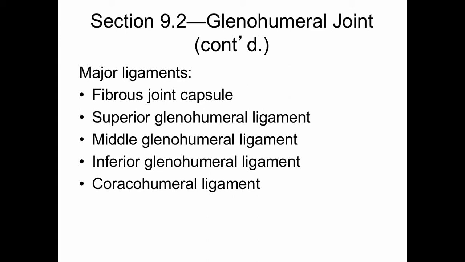The fibrous joint capsule of the glenohumeral joint is extremely lax and permits a great deal of motion. The coracoacromial ligament is involved with the glenohumeral joint. The glenohumeral joint's closed pack position, or most stable position, is lateral rotation and abduction.